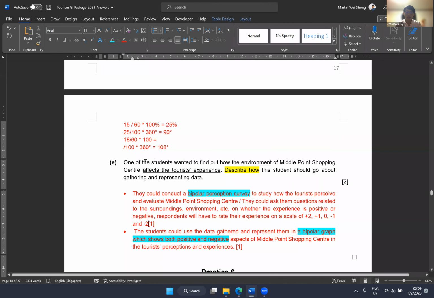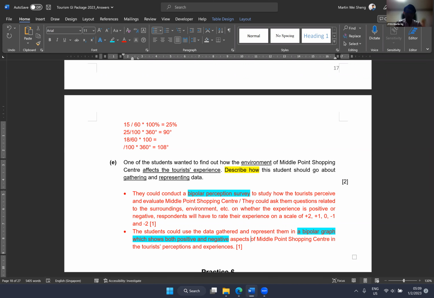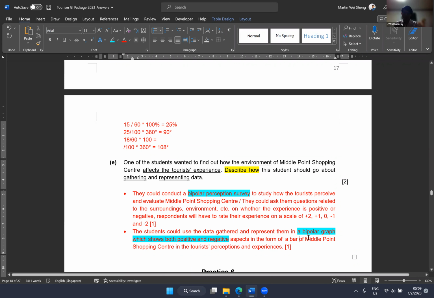All right. Then how can this data be represented? The data from a bipolar perception survey will be represented through a bipolar graph, which shows both the positive and negative aspects through a bar graph. So the students could use the data gathered and represent them through a bipolar graph, which shows both positive and negative aspects in the form of a bar.